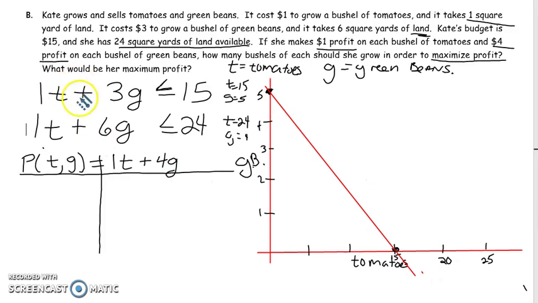Boom. And 0, 0 is less than 15. That is true, so I'm going to shade towards 0, 0. That would be this way. Okay, let's do the second equation.